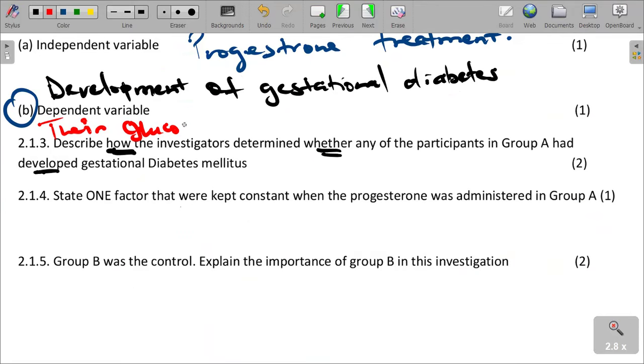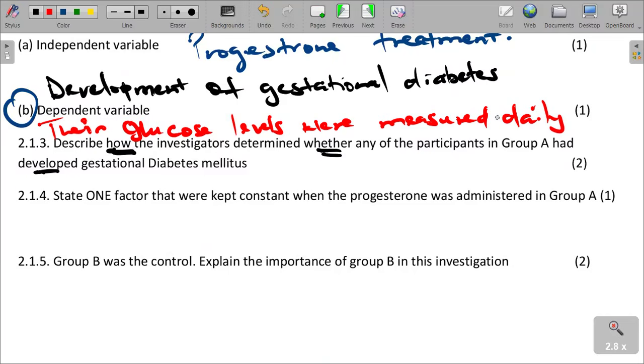Their glucose levels were taken daily. They were measured daily. And then we said that when the glucose levels of a pregnant woman remain high continuously, it indicates the development of gestational diabetes.